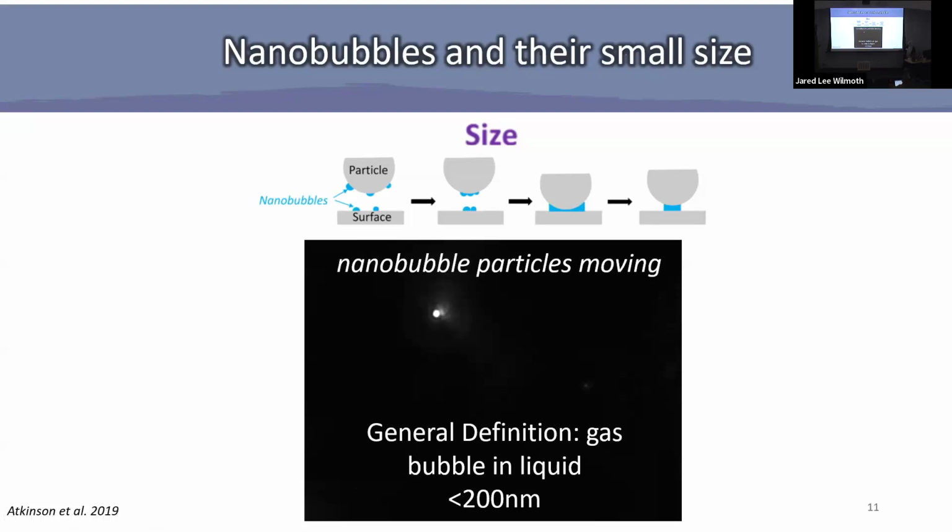One other thing I want to point out: if you read the review articles or papers, some people define nanobubbles with different ranges. Some might say lower than 100 nanometers, some might bump it up to 200, but generally it's accepted that the gas bubble in liquid suspension has to be less than 200 nanometers to be considered a nanobubble.